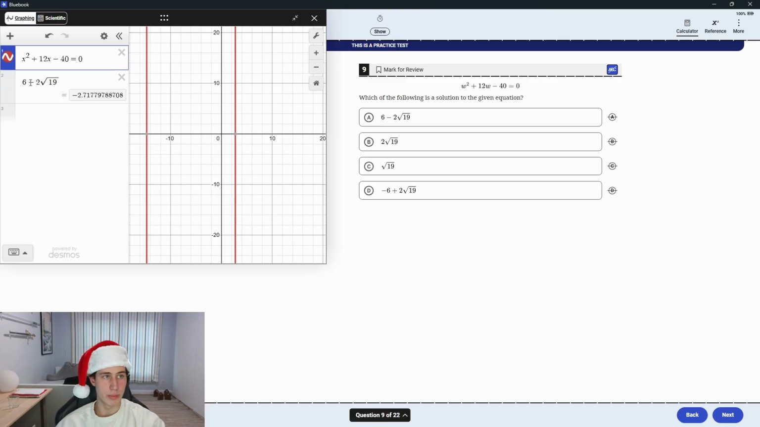So that's negative 2.7, so that's not correct. 2 root 9 is 8, that's not correct. Root 19 is not correct either. So 2.717, and that looks to be correct. So D is our only answer choice here.